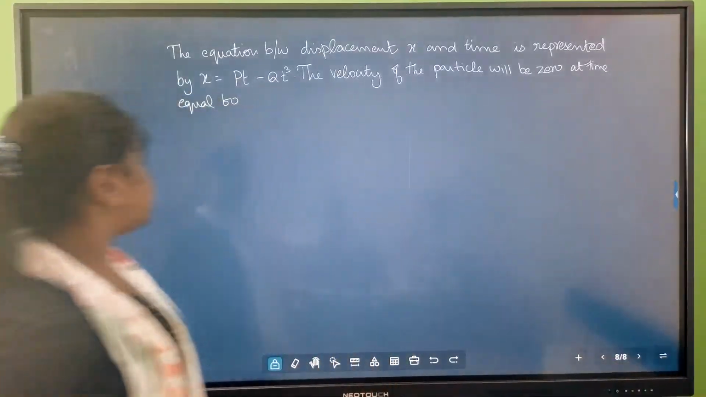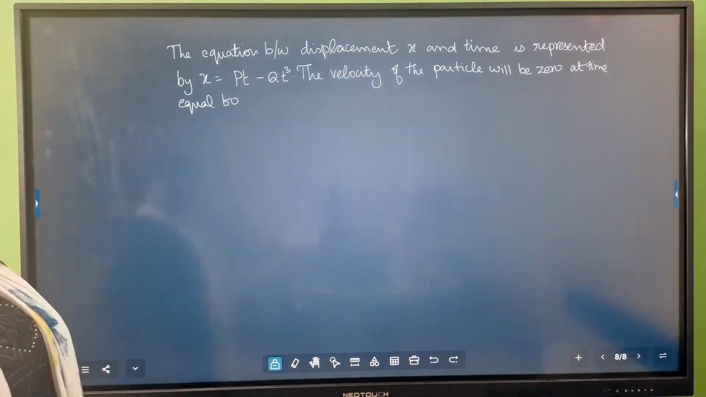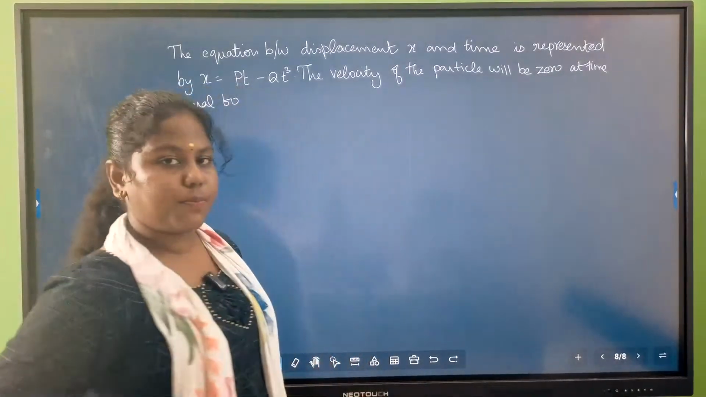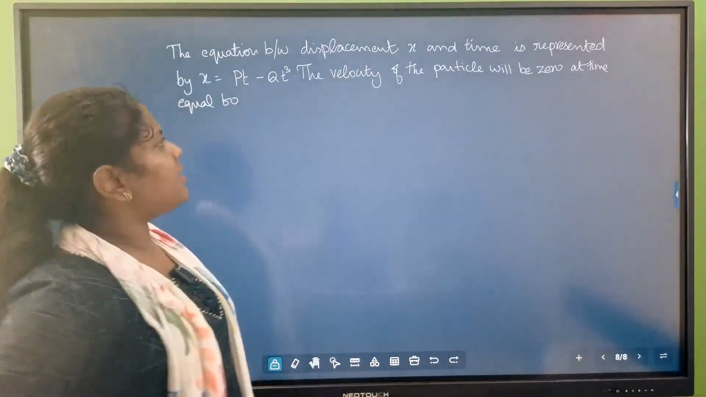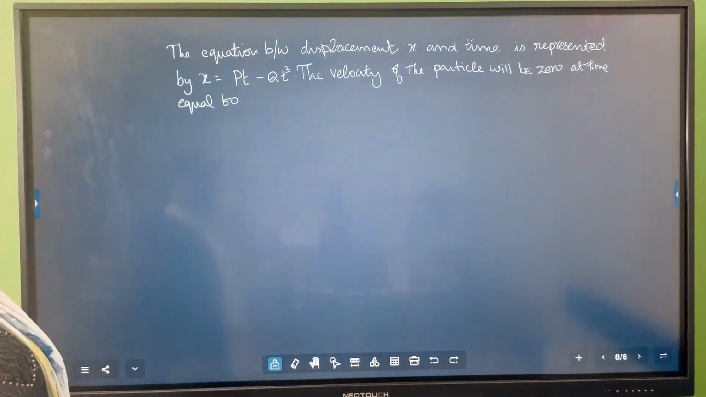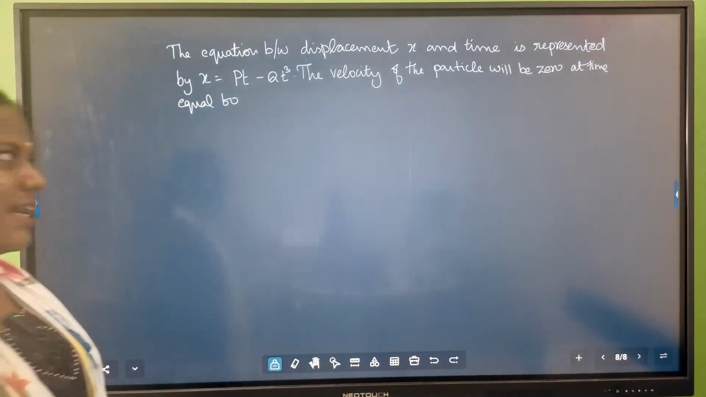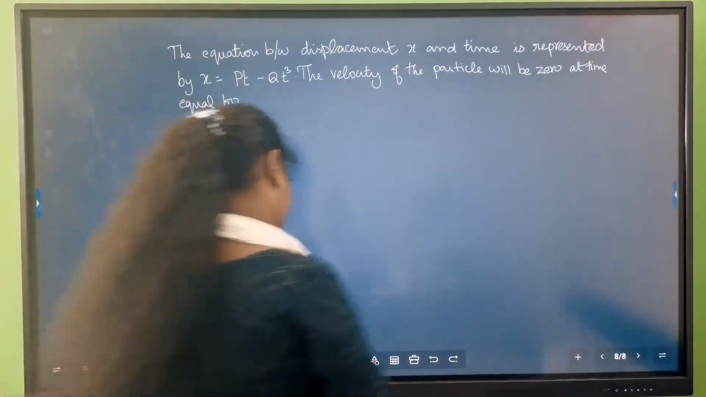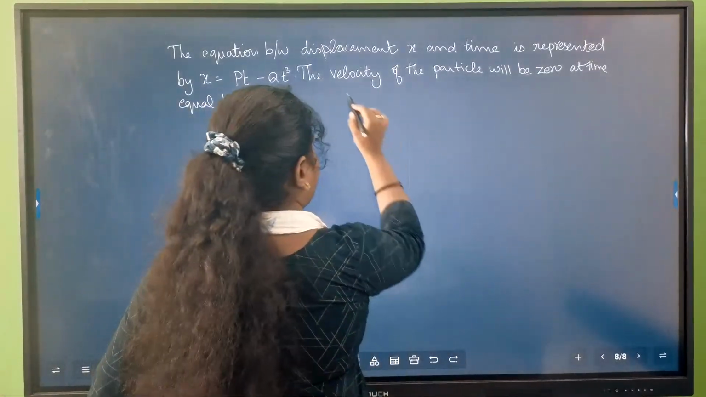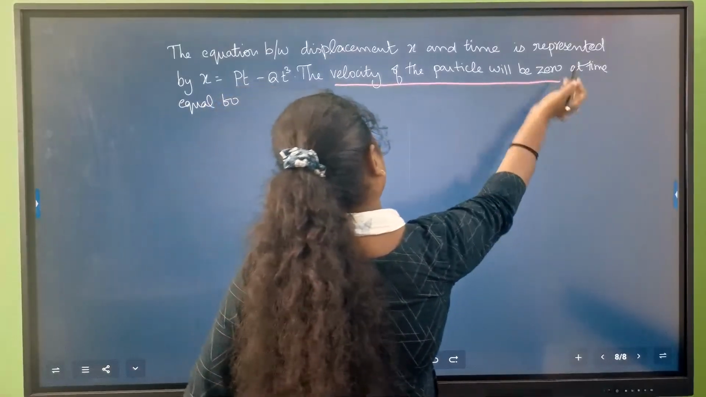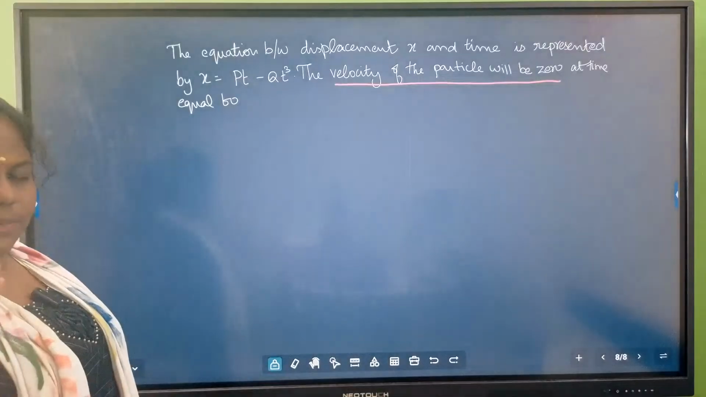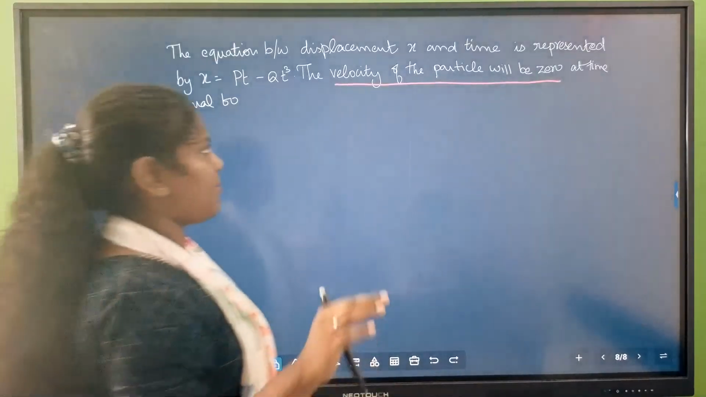The next question is, the equation between displacement x and time is represented by x is equal to pt minus qt cube. The velocity of the particle will be 0 at time equal to what? What are they saying? The velocity of the particle is 0. So they have asked what the time is when the velocity of the particle is 0.